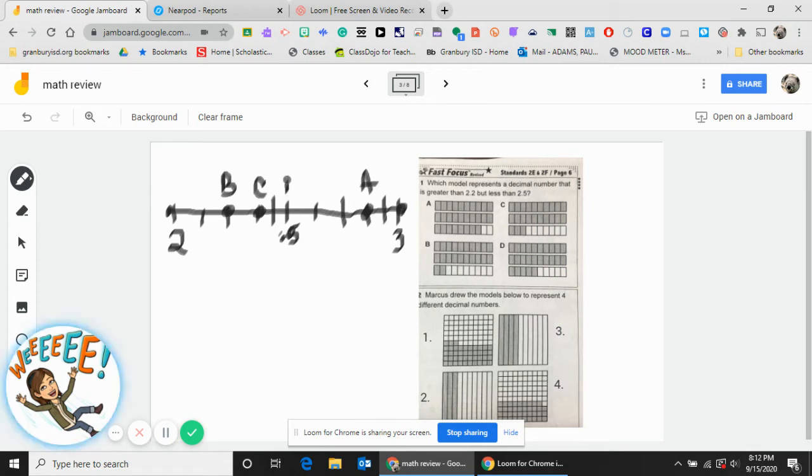Okay. All right, go ahead and pause the video. See if you can figure this one out. Welcome back. Surely, in order for mine, it has to be greater than 2.2. So my 2.2 mark is right here, right? And B cannot be it because it's not greater than. It's exactly 2.2. D cannot be it because that's not less than 2.5. It's exactly 2.5. So my answer has to be C.